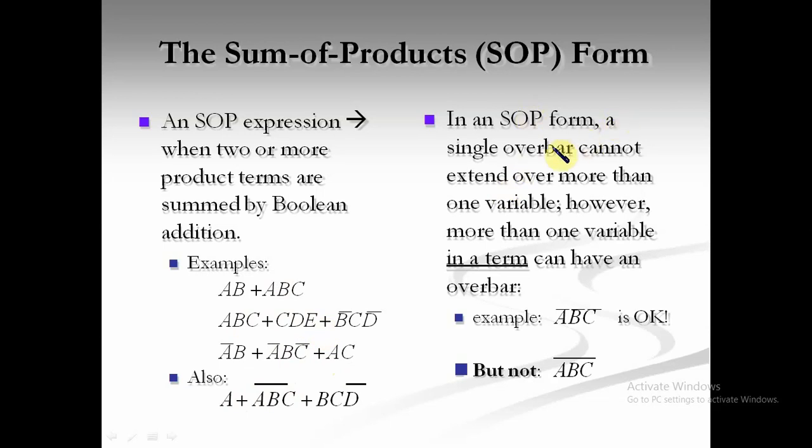In SOP form, a single overbar cannot extend over more than one variable. In a term we can have an overbar on a single variable, for example A bar, B bar, C bar is okay, but a bar over B C together is not considered in SOP form. That type of example is not okay for the SOP form.